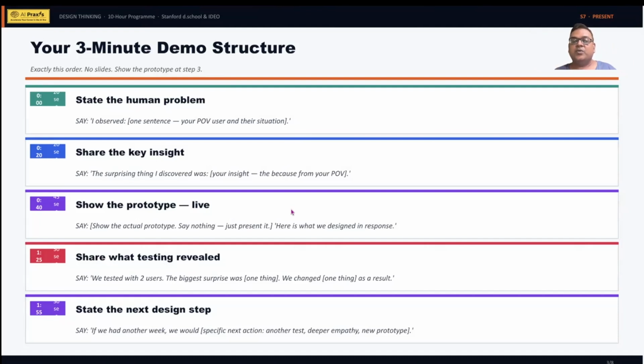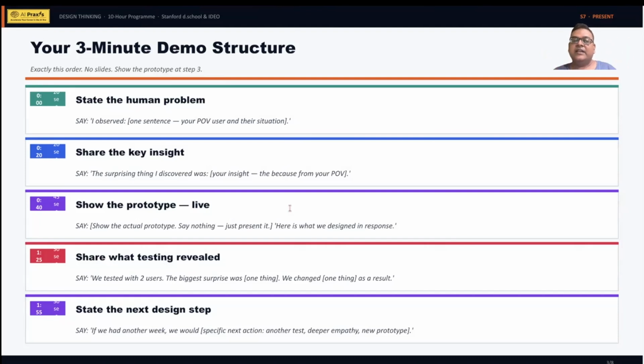The biggest surprise was, and then naming one specific thing that happened, and then saying we changed one specific thing as a result. So Aryan's team said the biggest surprise was that both testers asked who reads their input, even though we assumed anonymity was obvious. And one tester almost closed the prototype at the opening screen. So we added one sentence that says, no one reads what you type, not us, not the college.